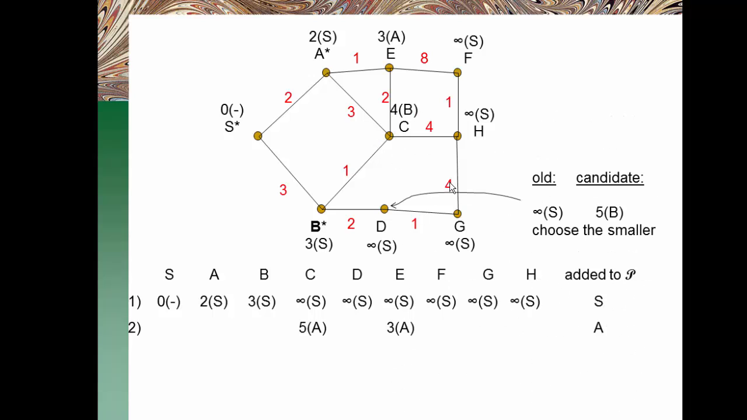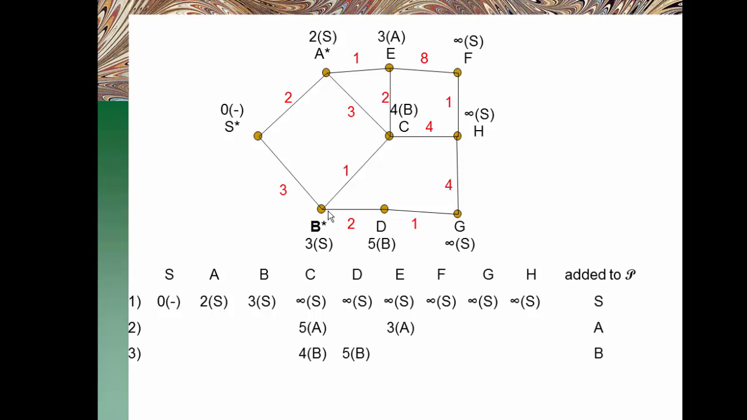Now we go to the next adjacent vertex, D, and we analyze the current label, infinity, and compare with the candidate label. The candidate label is 3 plus the weight of this edge, 2, that gives us 5, and 5 is much better than infinity. Now we are done with all adjacent vertices to B.